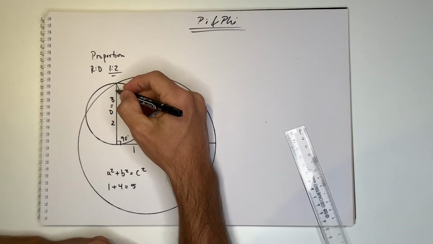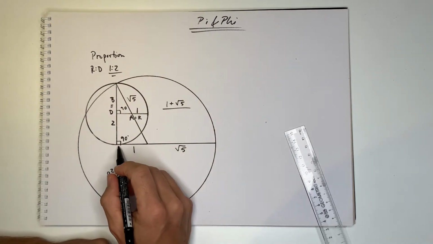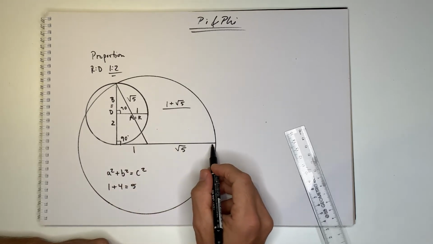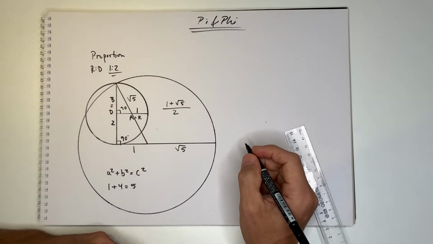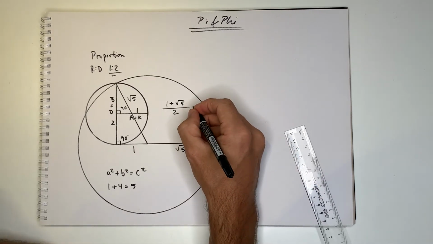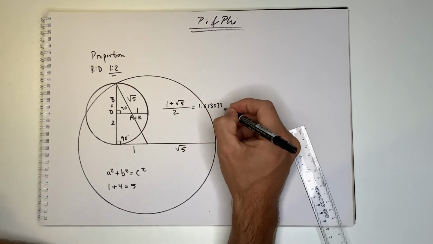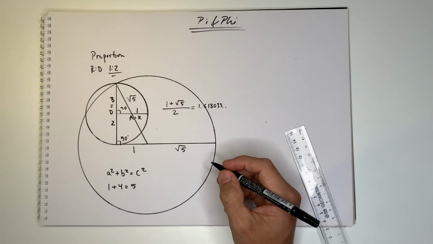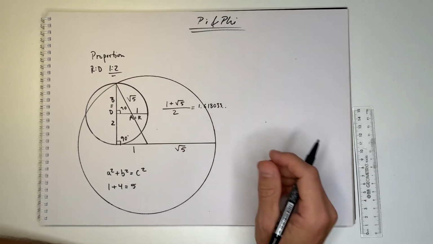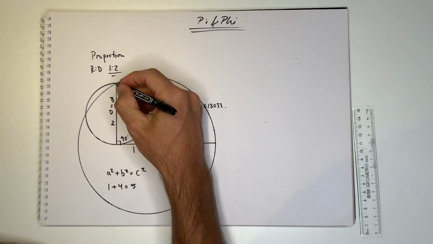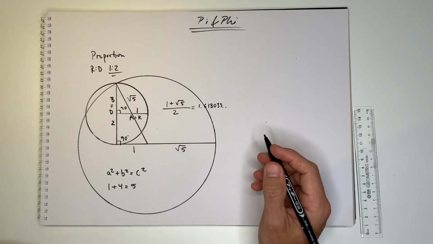Then we have another length which is equal to the diameter of the circle, which is 2. So if I take this line divided by this line, I will have this equation: 1 plus root 5 divided by 2. That equals 1.618033 and so on. That is the equation for phi, the quadratic equation for phi. So these two lines are in golden proportion.